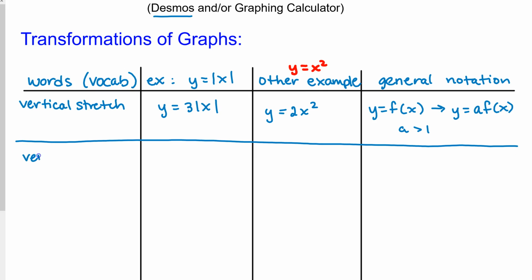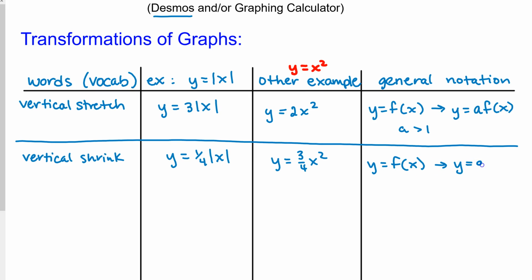Okay, let's do vertical shrink. So an example of a vertical shrink using the absolute value function would be y equals 1/4 times the absolute value of x. That would be 1/4 as tall because all of the y coordinates are being multiplied by 1/4. And another example, let's say we're still using y equals x squared. We could say y equals 3/4 x squared. That one would be 3/4 as tall. And in general, if we have y equals f of x and we change it to y equals a times f of x, where a is between 0 and 1, it's a vertical shrink.